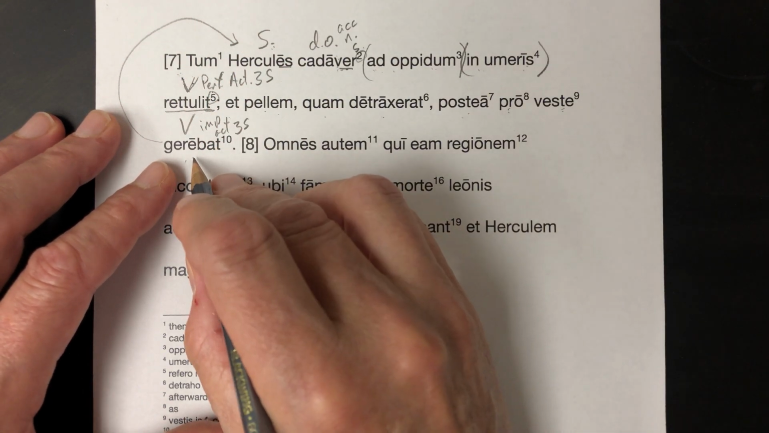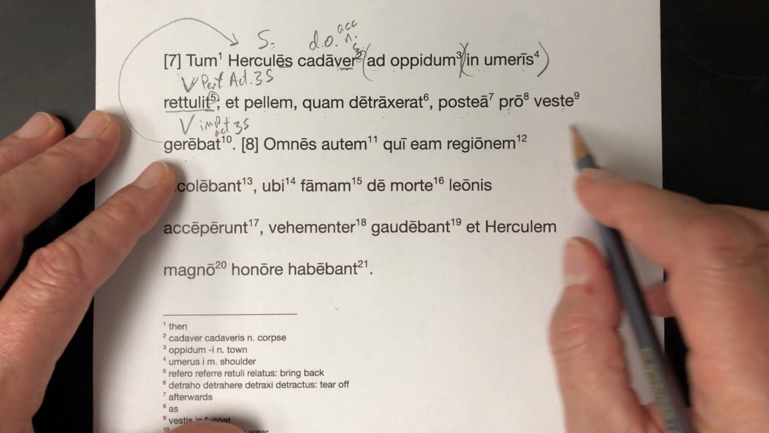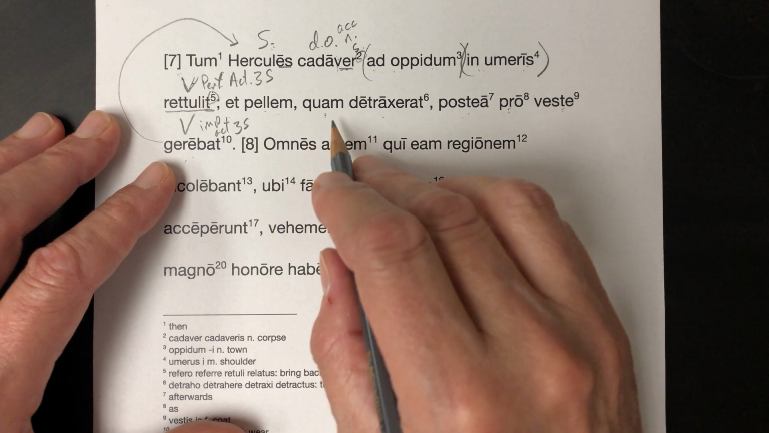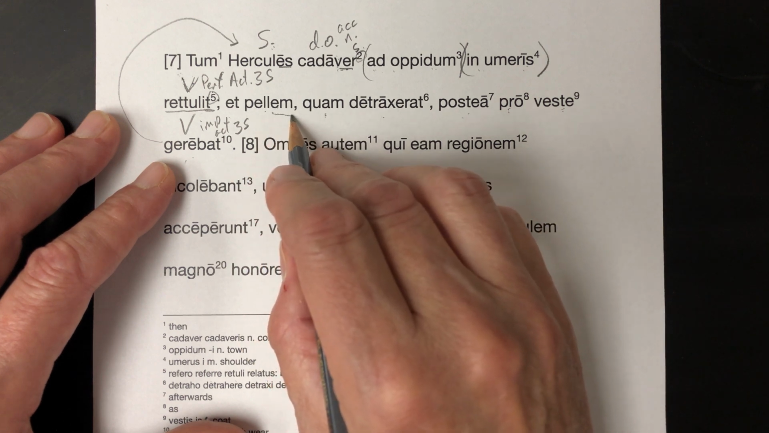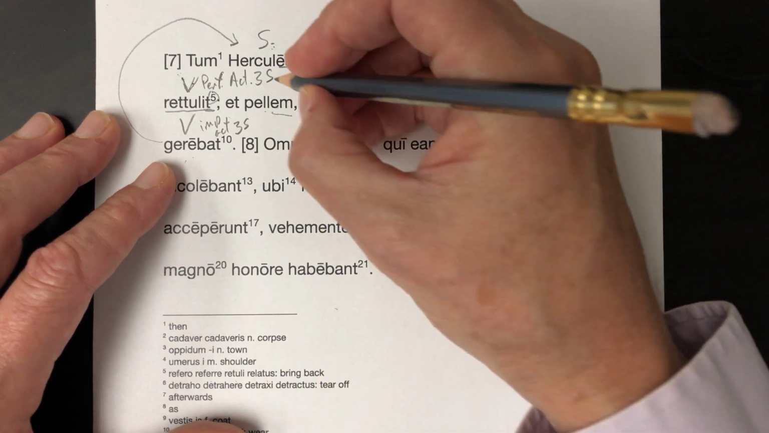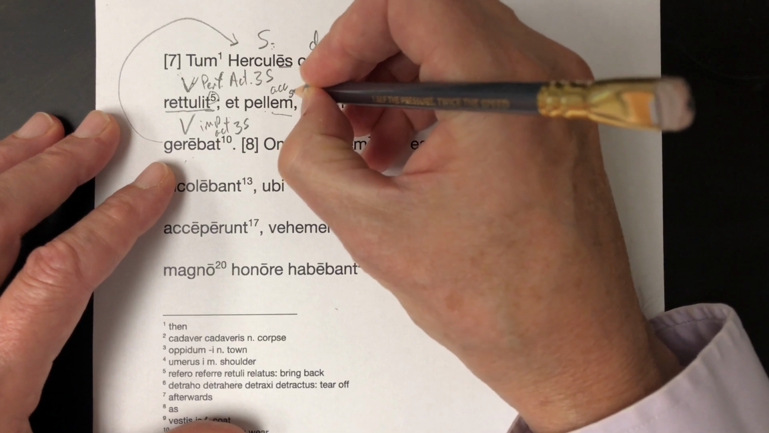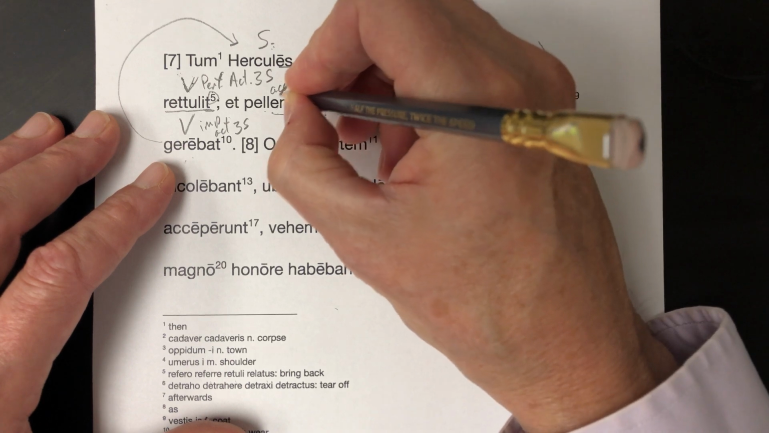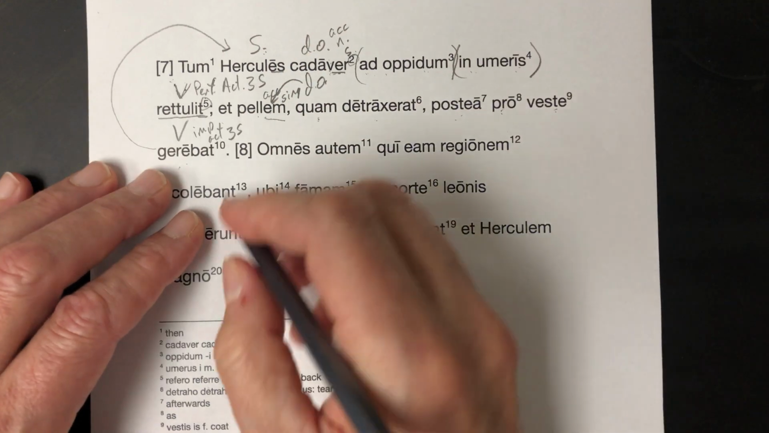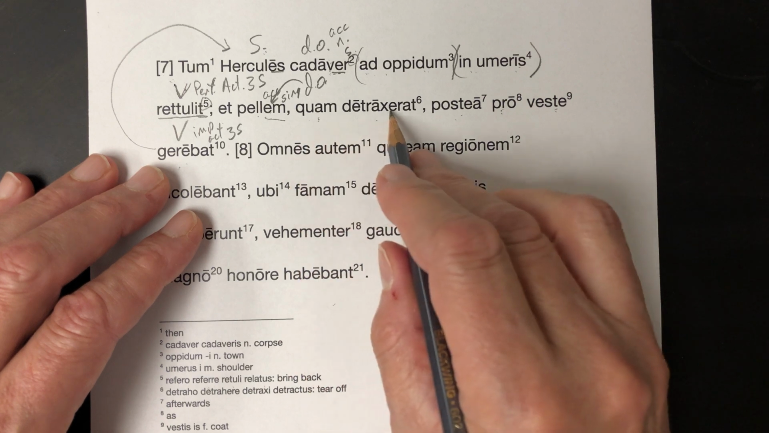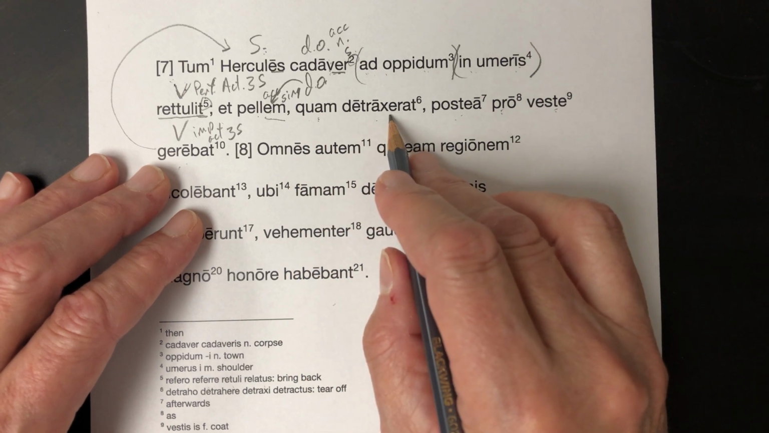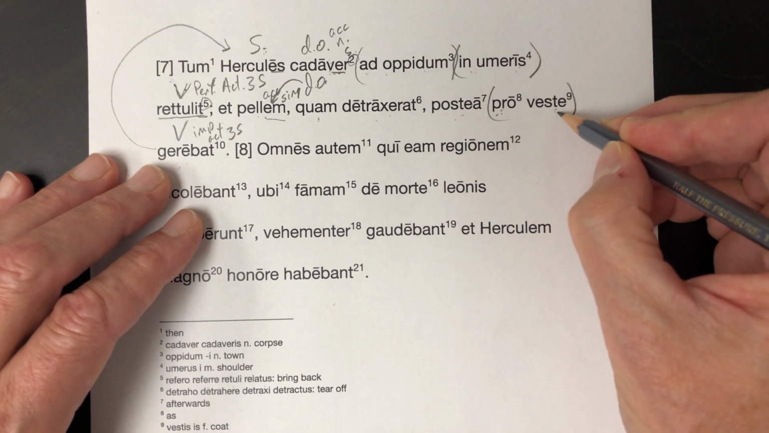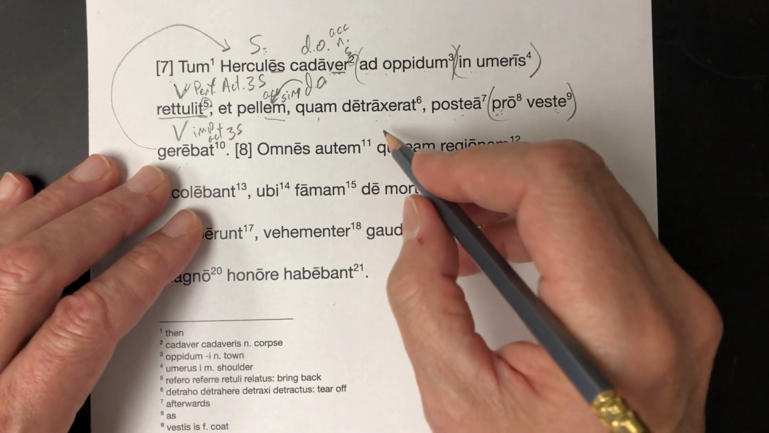He wore. Now let's get a DO. Accusative, accusative. There's one there, but that's the relative pronoun. Okay, what about this? Pelem, em ending. Okay, accusative, singular. I love it. DO, right there. Okay. He wore the skin which he had torn off afterwards as a coat. Brutal.